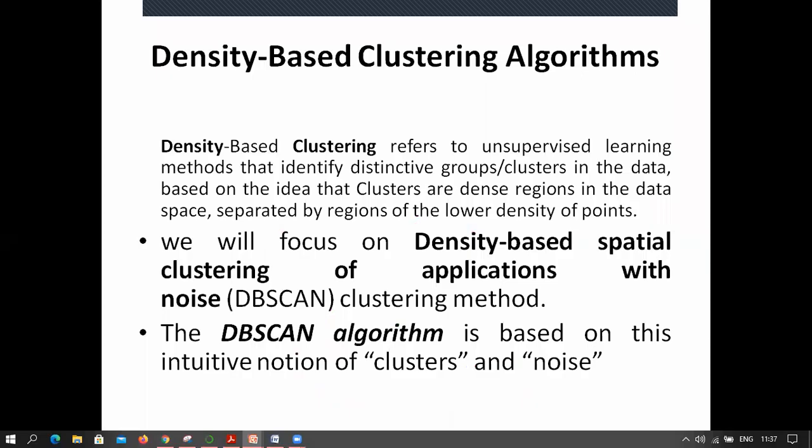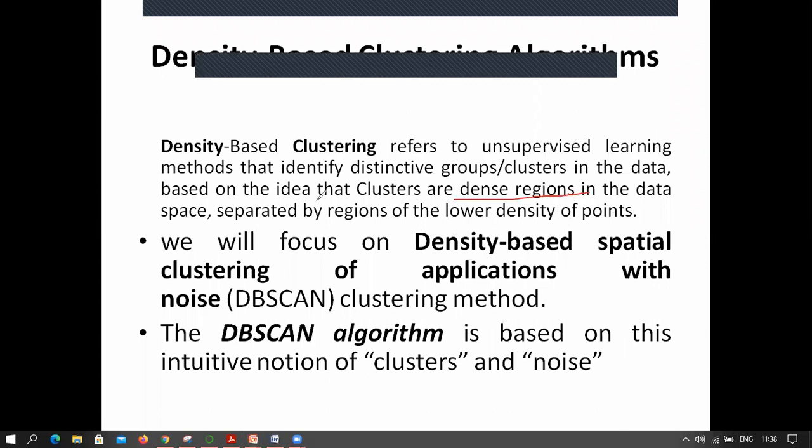So what is the full form of this DBSCAN algorithm? That is Density Based Spatial Clustering of Applications with Noise. Okay, because it is actually based on clusters and noise. That's why this is called the applications with noise clustering method. Okay, so here I have written that it also comes under the unsupervised learning methods. And it is based on the idea that clusters are dense regions in data space separated by regions of low density of points. So this line is actually very important.